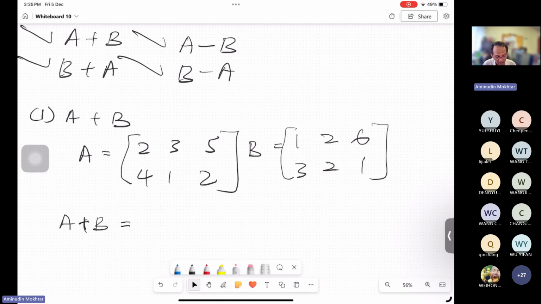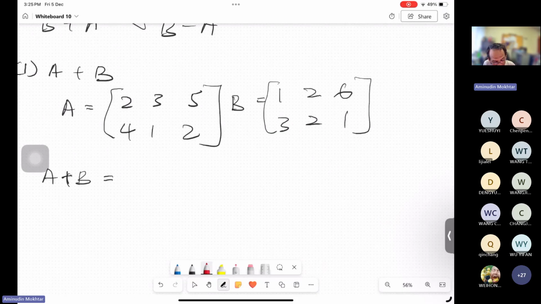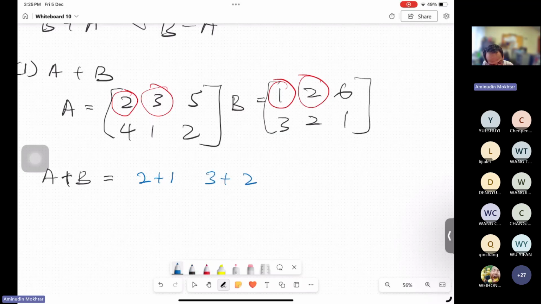So we need to find what the first element of A is: 2. The first element of B is 1. So the answer is 2 plus 1. The second element of A is 3 plus the second element of B, 2, so 3 plus 2, and so on. The next one is 5 plus 6. That's the operation for the first row.